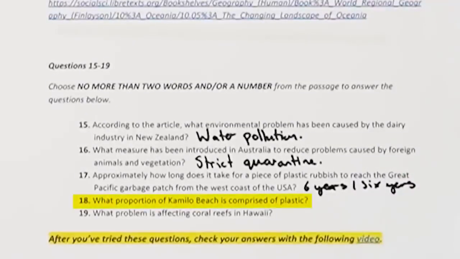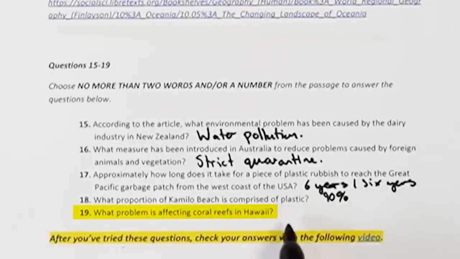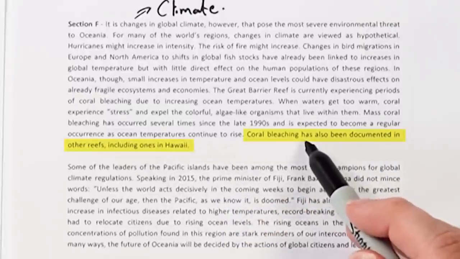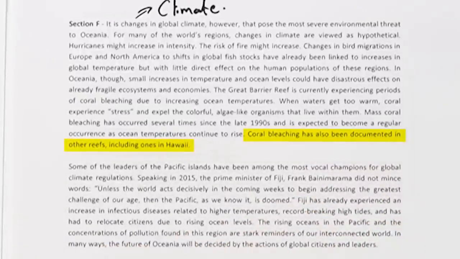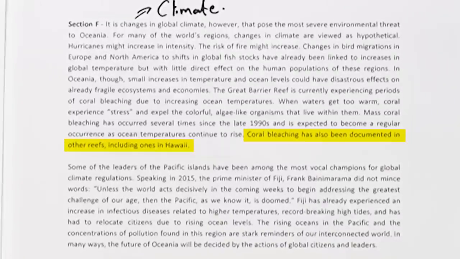What proportion of Camilo Beach is comprised of plastic? Where is Camilo Beach? Talking about beaches. Camilo Beach, 90%. What problem is affecting coral reefs in Hawaii, including ones in Hawaii? Coral bleaching has been documented in other reefs, including ones in Hawaii. Now, you might not know what coral bleaching is, but it doesn't sound great.